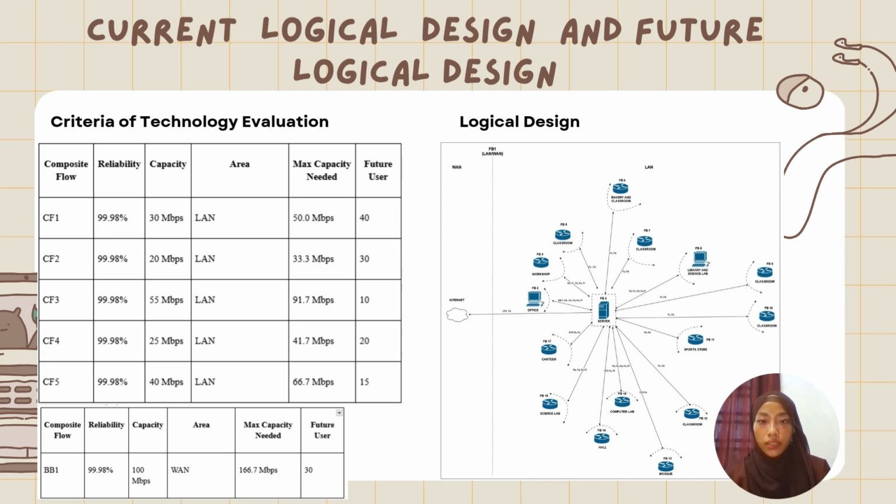What's important here is that every connection is clearly labeled with the corresponding composite flow IDs, like CF1, CF2, CF3, CF4, and so on, which helps ensure that the bandwidth and reliability requirements identified in the left table are met in practice. Overall, this logical design ensures high performance, centralized control via the server, and future scalability by covering academic, administrative, and recreational blocks. Thank you.